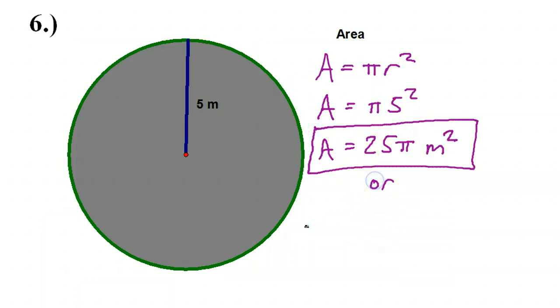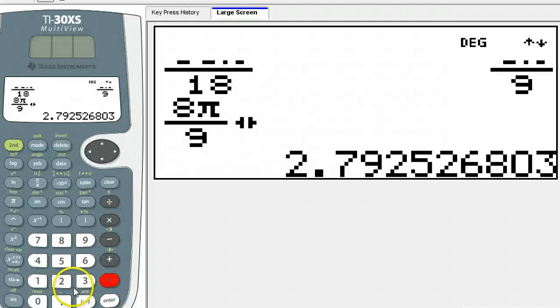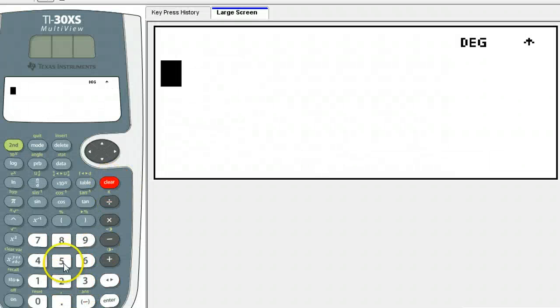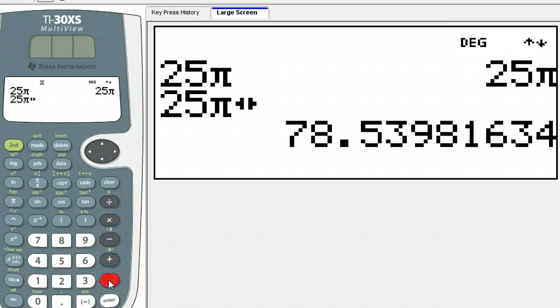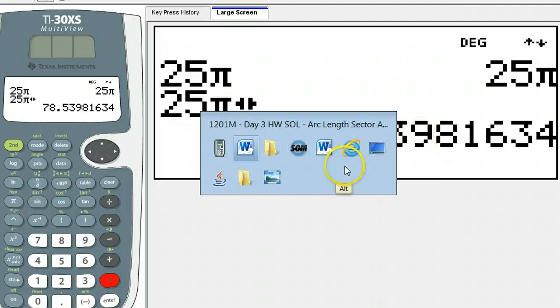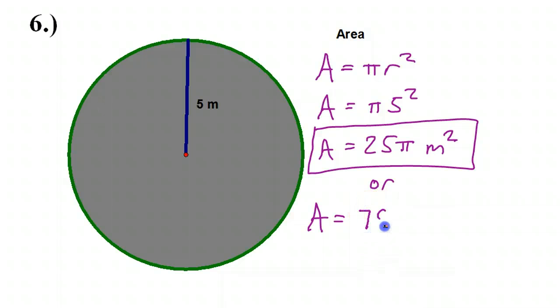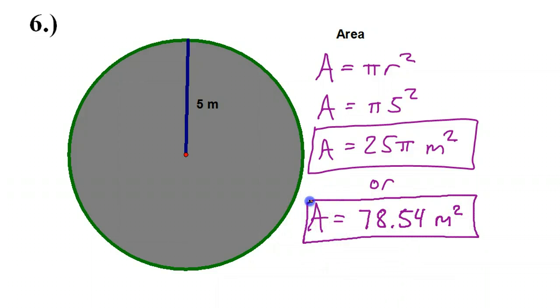So let's go ahead and write that as a decimal as well. So 25 pi, toggle it out, so that's 78.54. Got to round up. Square meters. Okay, that's how you do number 6.